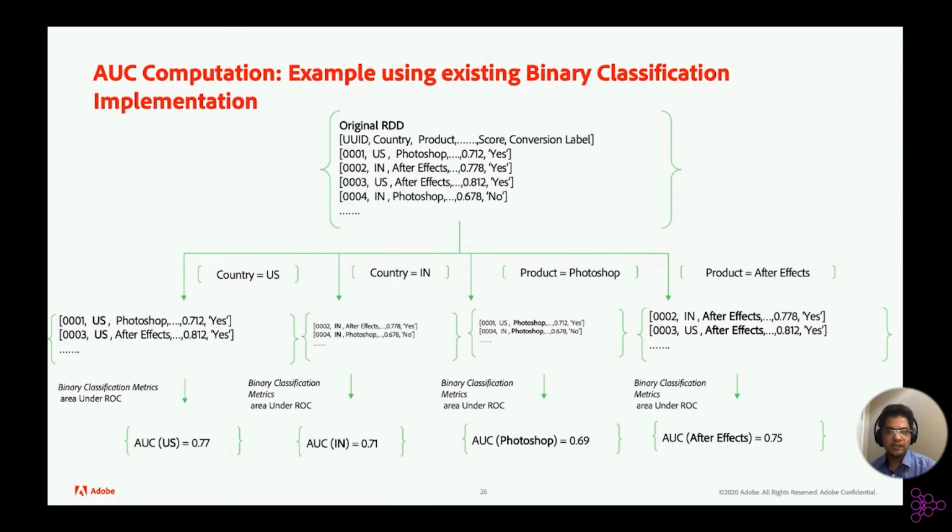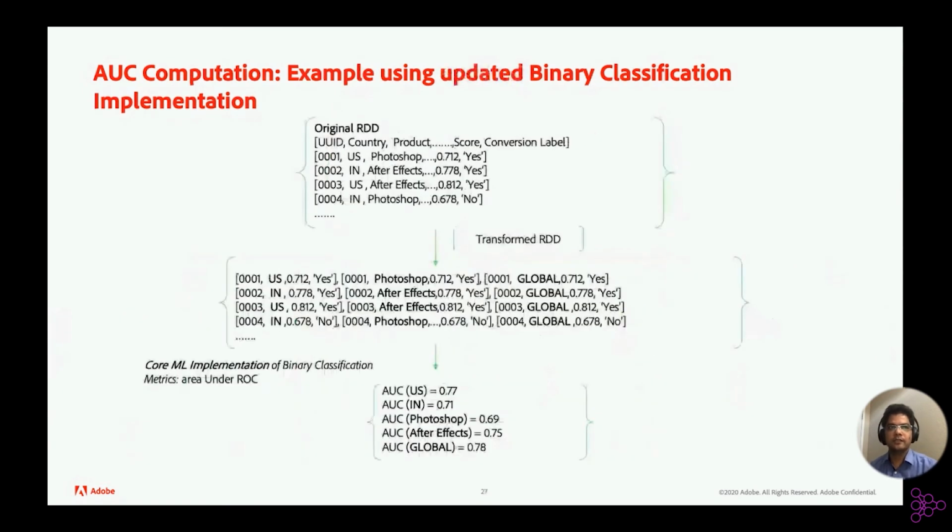So in order to use the existing implementation, one has to filter out and create a forward RDD based on this feature value, and then make a call to the existing implementation. With the updated implementation, we take the original RDD and transform it into an RDD of tuples, where you could see the tuples as a feature value, the score, and the label. You could see the score and labels are repeated, but that's the cost we need to pay in order to compute all these metrics in a single go.